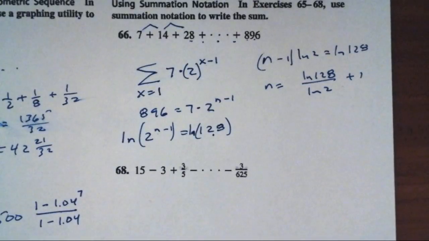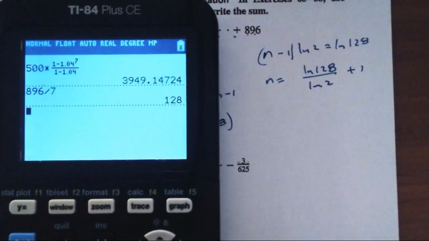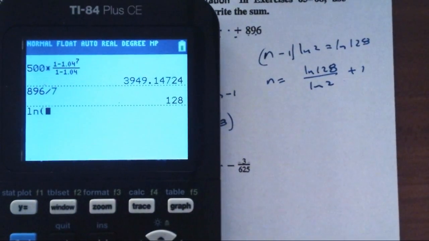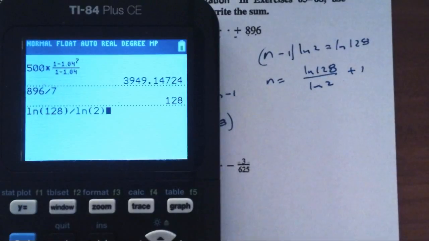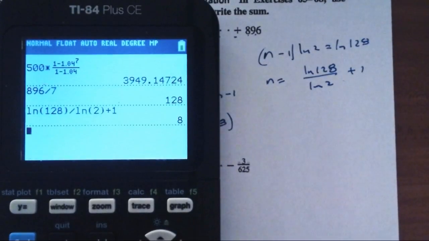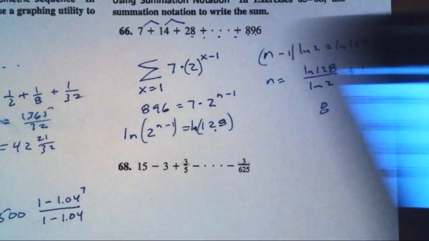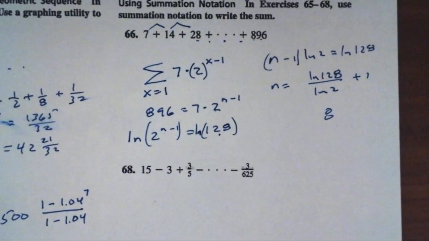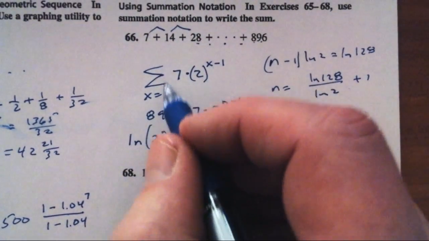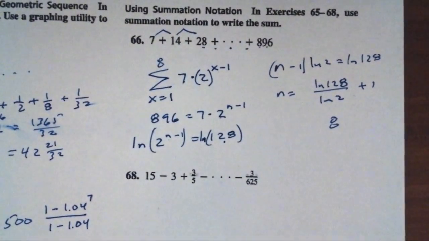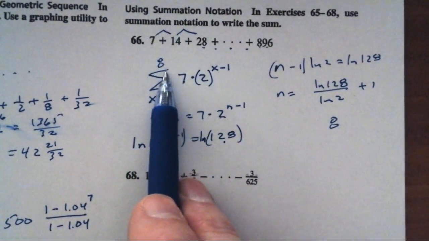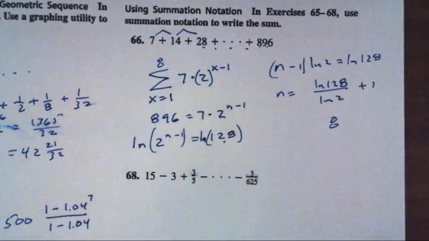Again, I understand we don't have to do that for this, but there might come a time. So ln 128 divided by ln 2 plus 1. I'm really hoping that becomes an integer. And we have 8 terms here. If I have 8 terms, I want to run from 1 to 8. And it's worth putting in that last term just to see what happens.